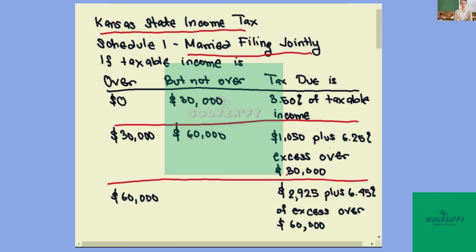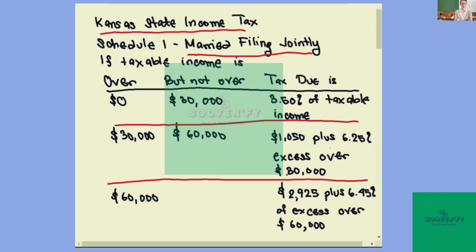Now, what if the couple's combined taxable income is above $60,000? Then they fall under category three, wherein their tax would be $2,925 plus 6.45% of the excess amount over $60,000. So what we're going to do is figure out a piecewise function that would represent this tax table.